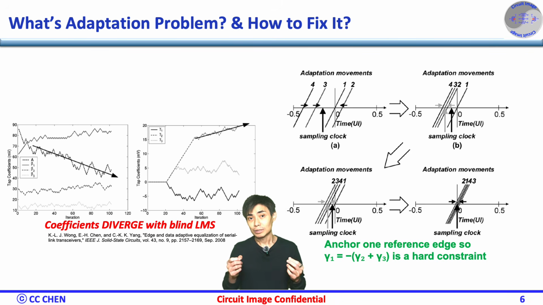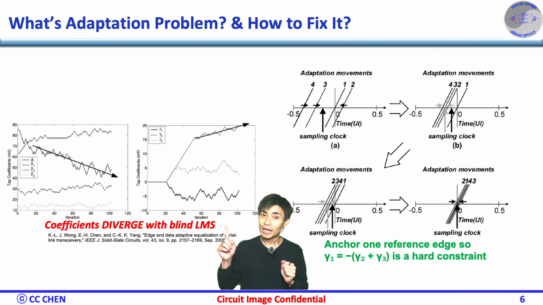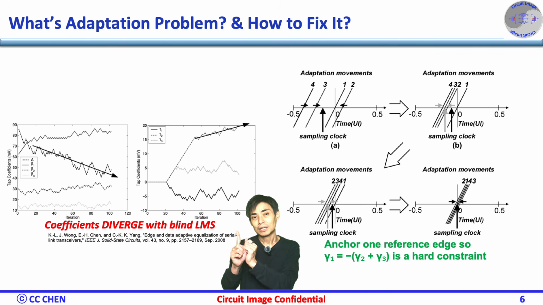The paper's solution is to add one constraint. They choose one reference edge. This reference edge is fixed. Then the other edges are adapted toward this reference edge. In this implementation, this creates a hard constraint: gamma 1 equals minus gamma 2 plus gamma 3.